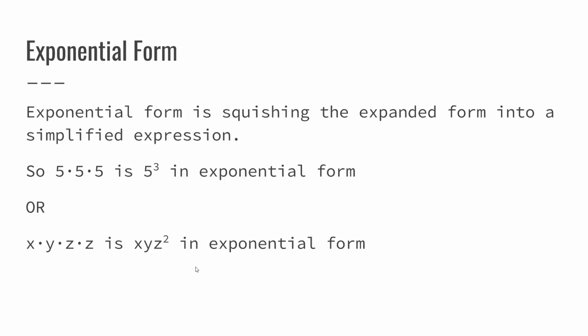Exponential form is just the reverse. If I give you a bunch of numbers and letters all thrown together in this mass of an equation, you should be able to squish it together into exponential form. So instead of 5 being multiplied 3 times, just say that's 5 to the 3rd. Instead of x times y times z, well, x can't be combined with anything, so it just stays x. Y can't be combined with anything, so it stays y. But z, we have 2 of them, so instead of writing z times z, I wrote z squared for exponential form.